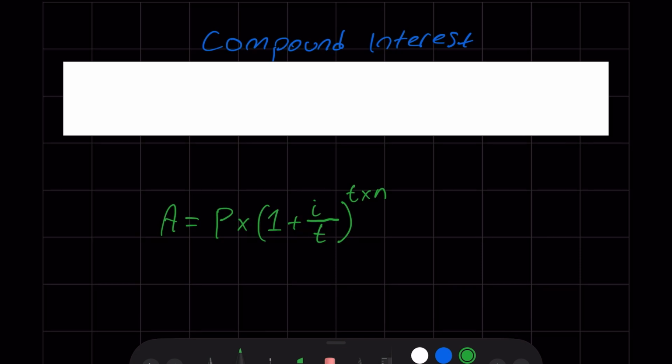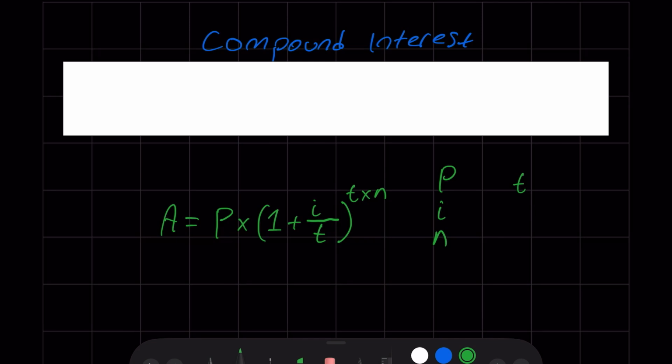The letters in this formula are very similar to the simple interest formula. We've got P, our original amount, our principal. We've got I, which is our interest rate as a decimal. Remember, we have to take the percentage that they give us, divided by 100. We have our N, which is the number of years, and T. Now T is a special one. T is just for compound interest, and T is the number of times in the year that the interest is compounded.